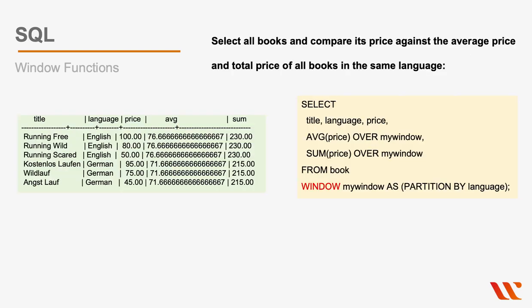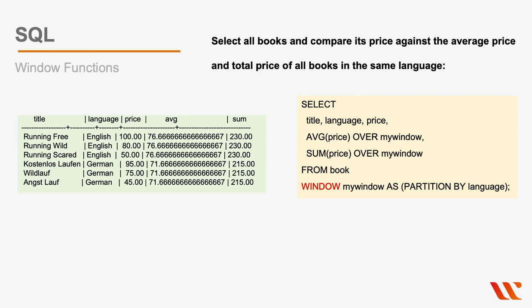Here's another example from a table with books. So we want to select all the books and compare its price against the average price and the total price of all books per language. So here we have a different number of books and they're in different languages, and there's a price per book, and then we want to calculate the average and sum.